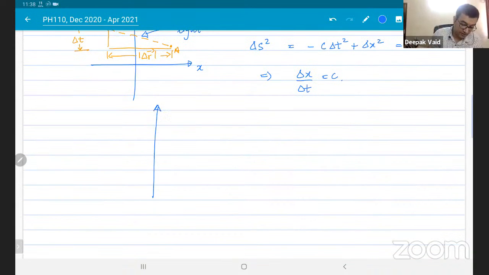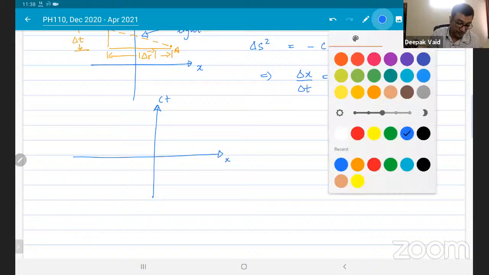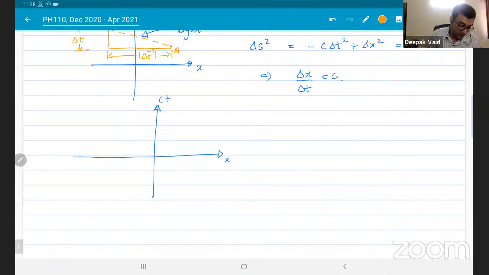Let me draw you another diagram and illustrate this slightly differently. This is X and CT. Okay. Now I'll draw my diagonal lines, right? My 45-degree lines. What do these lines represent?